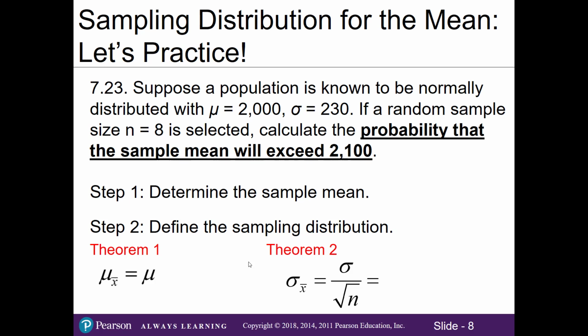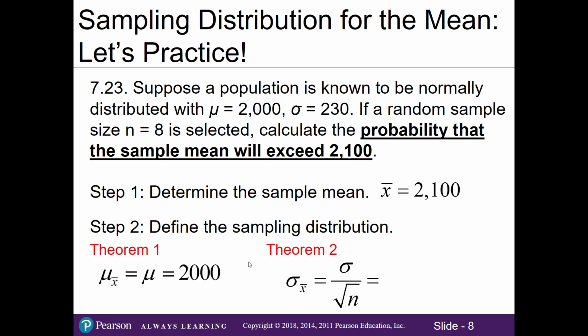So in step 1, we're going to identify our sample mean, where the sample mean we're examining is going to be 2,100. In step 2, we will define our sampling distribution thanks to Theorem 1 and Theorem 2. Recall Theorem 1 states that if I take all my possible sample means and calculate the average of them, it's the same as my population mean. Since we already know my population mean is 2,000, we have that for our Theorem 1.